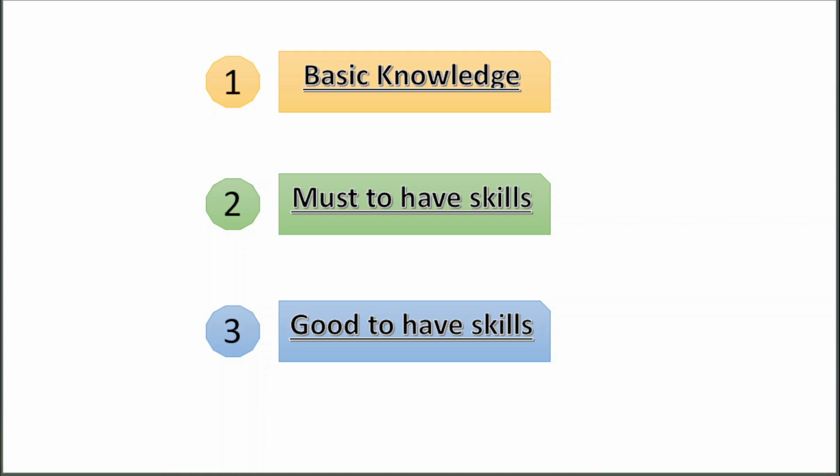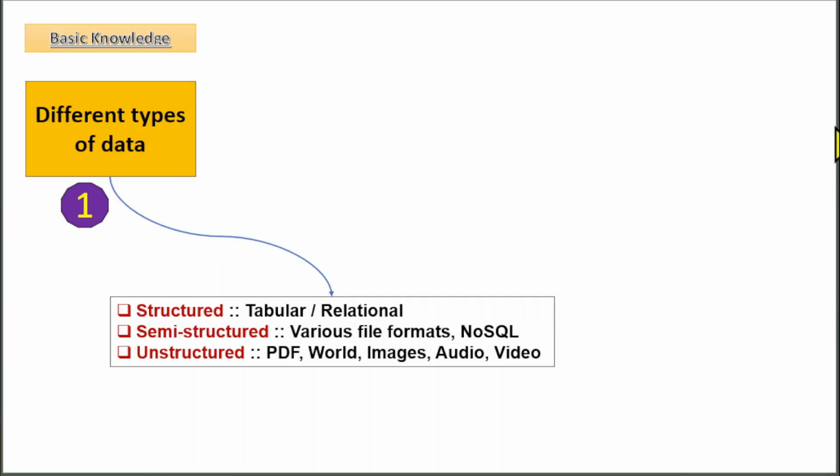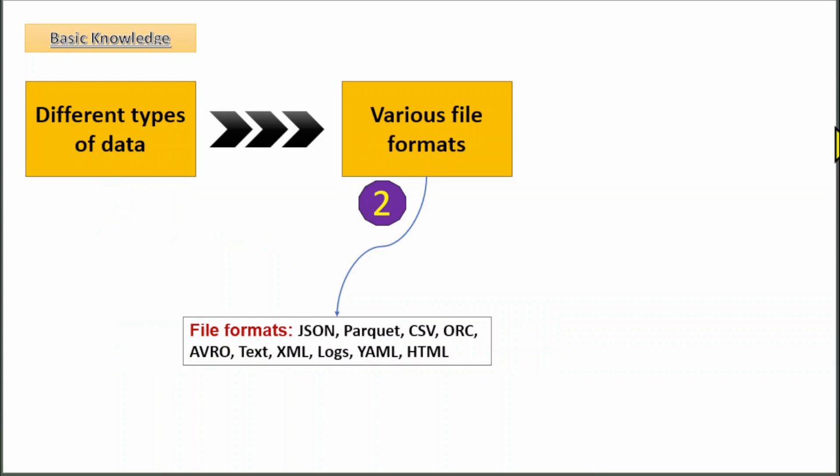Let's start with the basic knowledge. Step 1 here is the different types of data you should know. In this whole universe, whatever data is present can be categorized into three major categories: structured, semi-structured, and unstructured data. Because data is the backbone of data engineering, you should know about these types of data. Also, you should know about various file formats such as JSON, Parquet, CSV, and many more. You should know when to use which file format, and what the advantages and disadvantages of each file format are.